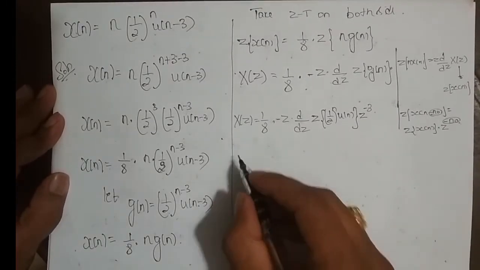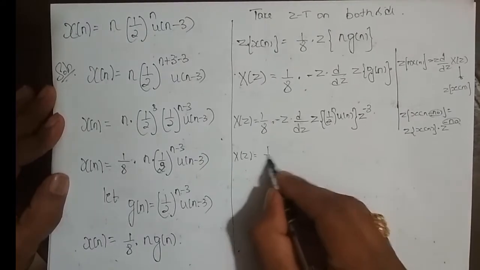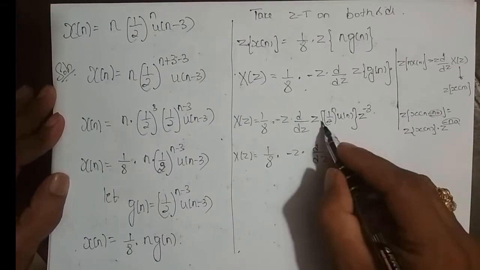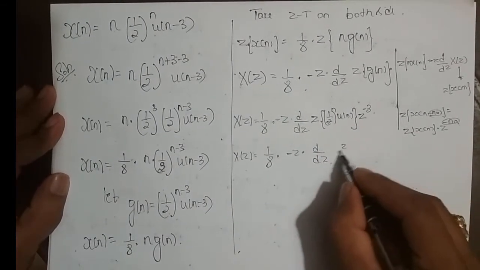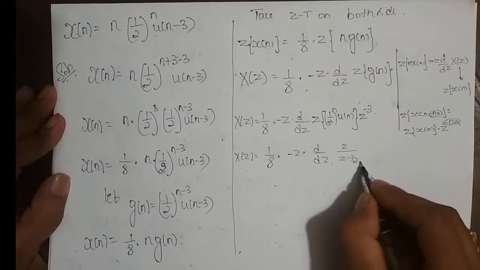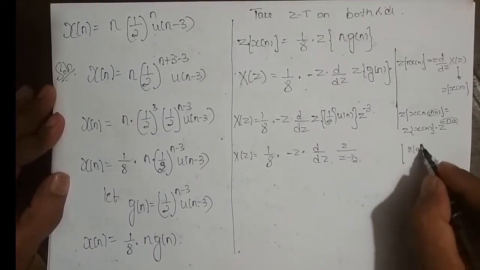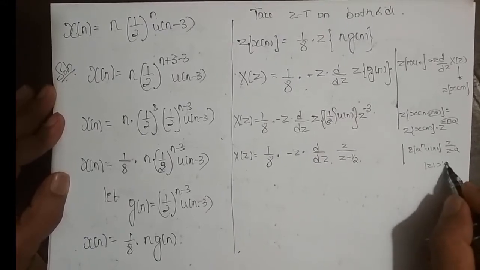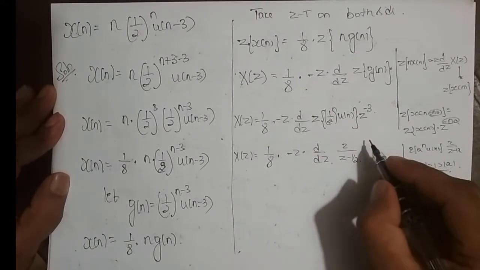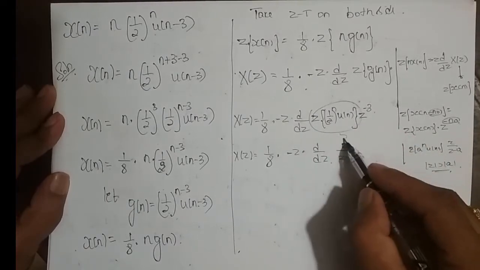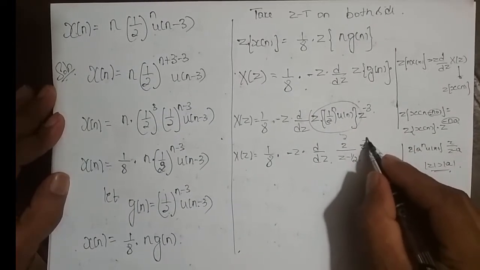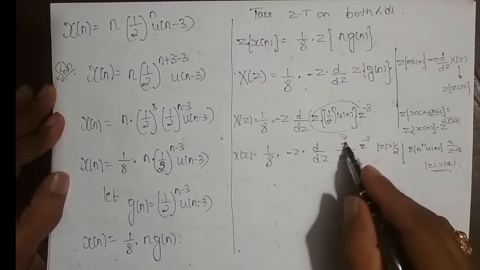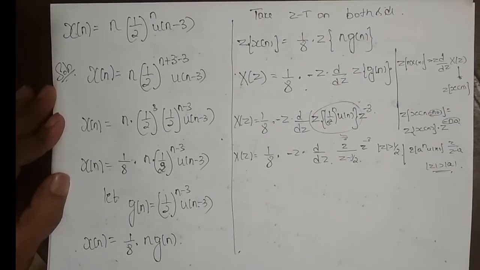Okay, so what do we have? X of z is equal to 1 by 8 into minus z into d by dz of, what is the Z transform of 1 by 2 power n u of n? It is z by z minus 1 by 2, because Z transform of a power n u of n is z by z minus a, with magnitude of z greater than magnitude of a. This is the ROC, right? So this part is this, and the left out term is z power minus 3, and magnitude of z is greater than 1 by 2. So because of this I have the ROC which is greater than 1 by 2.